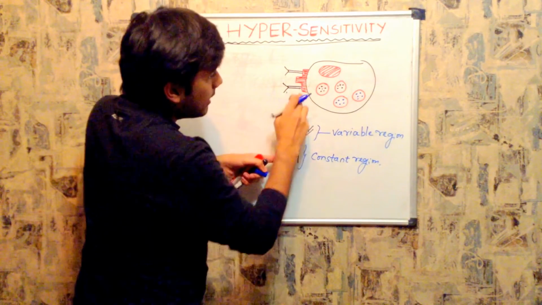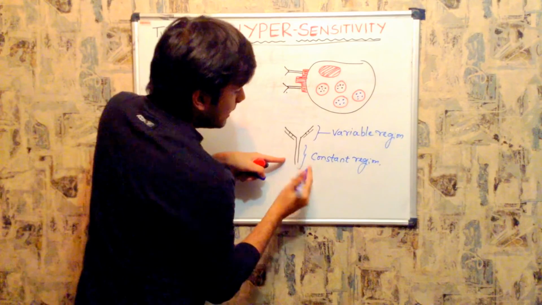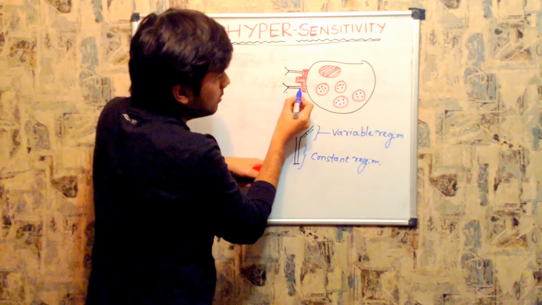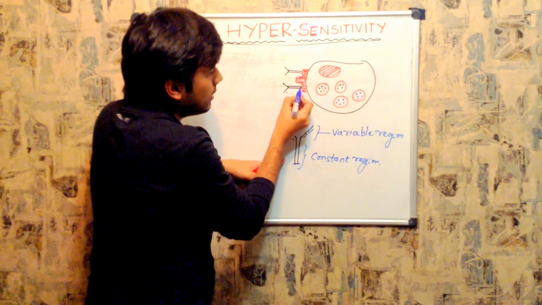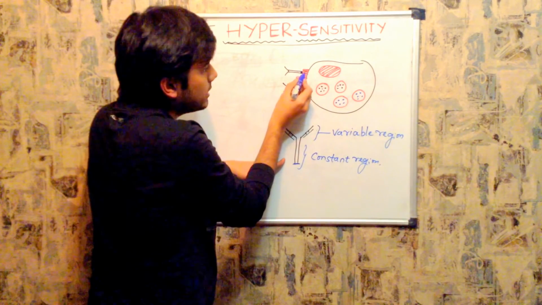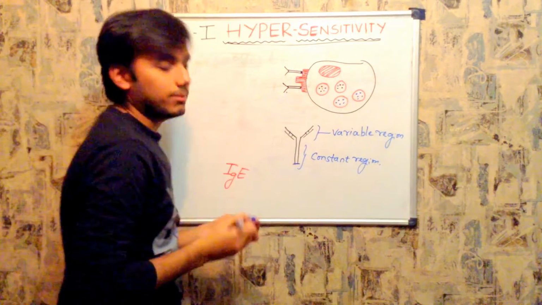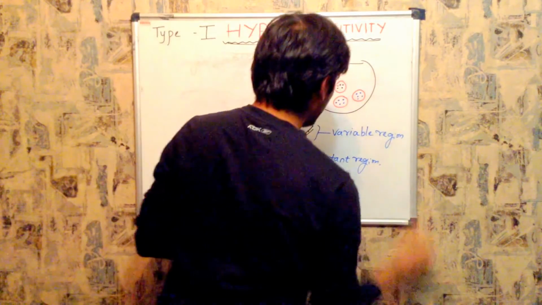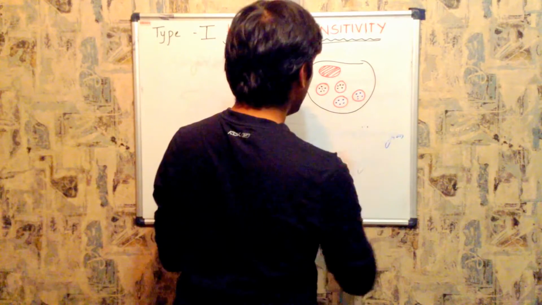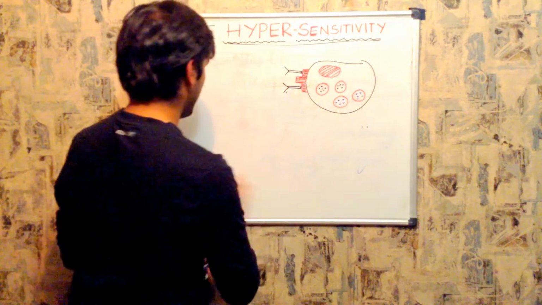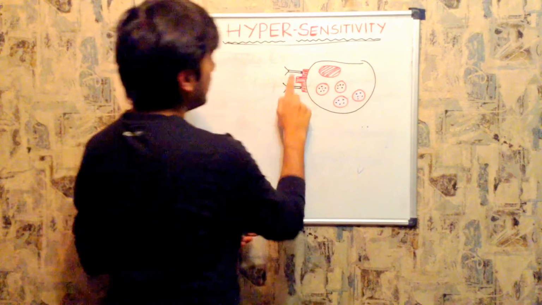So the antibody attaches to this IgE receptor at the constant portion. You look at it, right? At the constant portion, the IgE antibody is getting attached to this IgE receptor. This is one MCQ which you come across by doing the MCQs on hypersensitivity 1, right? So these two are IgE antibodies.